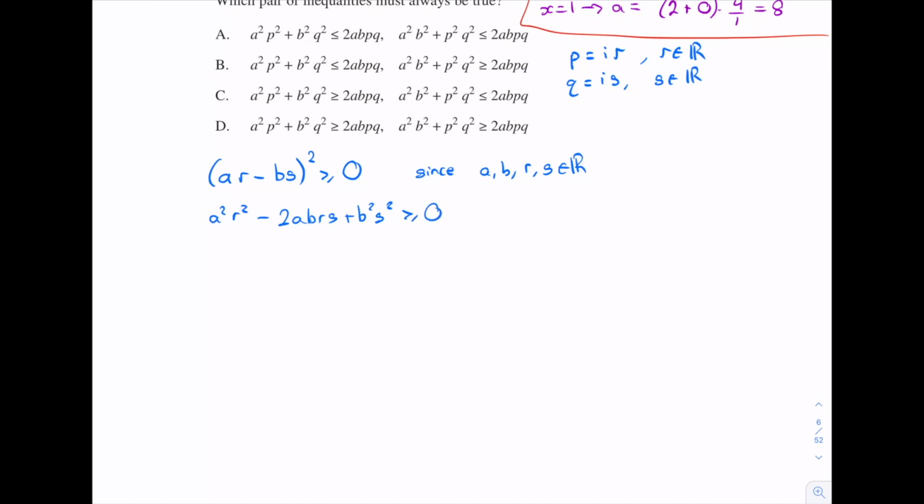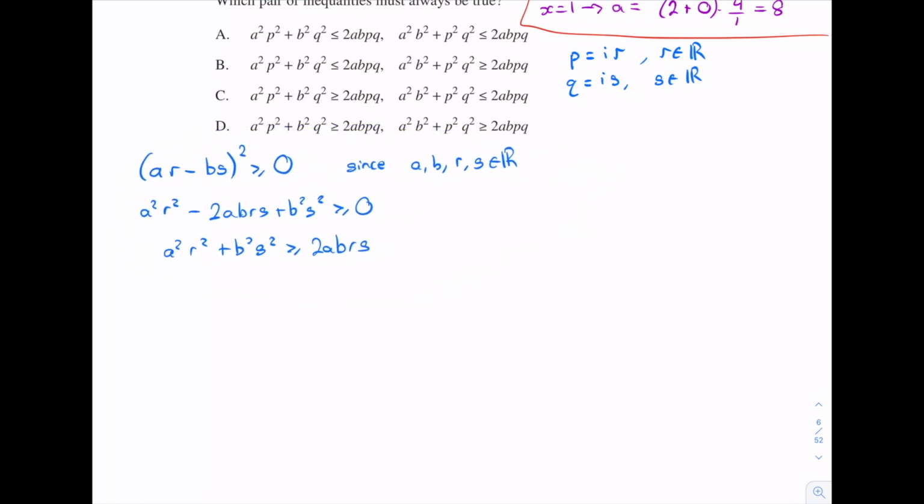And I'm going to move this over here. So I get A squared R squared. I think I can see it now. Wow, this is a really good question. Really, really good question. Yeah, wow, this is a good one. Okay, I'm going to move this over here just to make some room for myself.